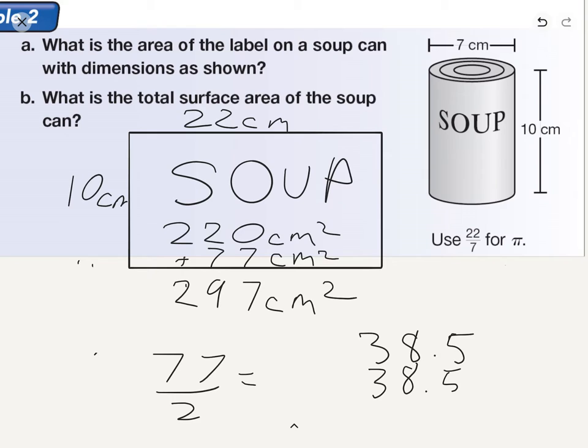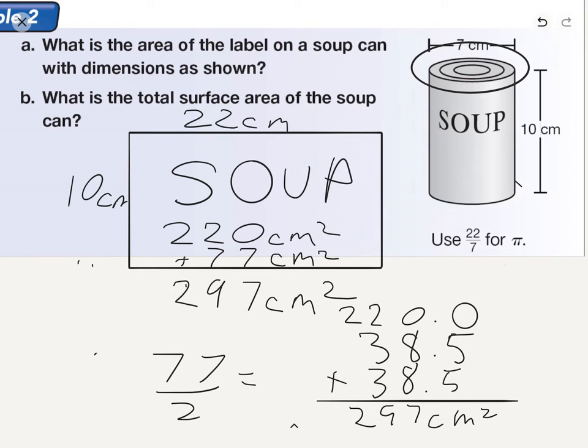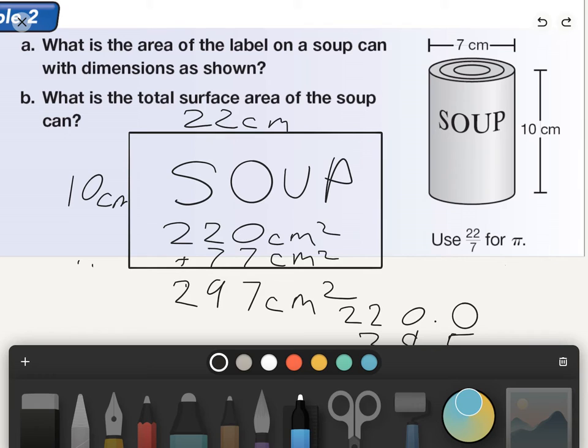Okay, but then when they added it up here, they did this, plus 38.5, then 2, and they added that all up to 297 square centimeters. But here's the thing: now you're gonna have to add these together or multiply this by 2, right? I mean, multiplication is repeated addition. So instead of saying 38.5 plus 38.5, you could just say.